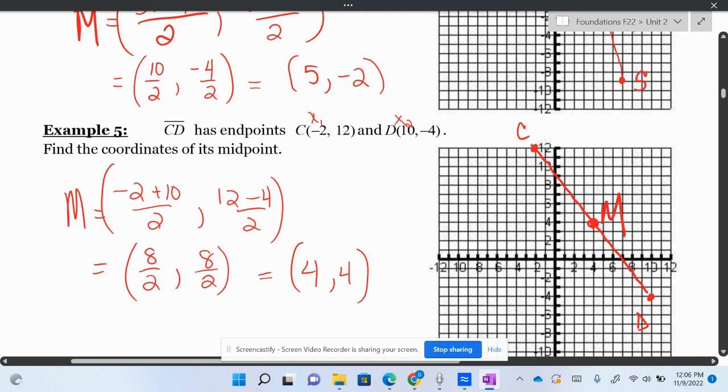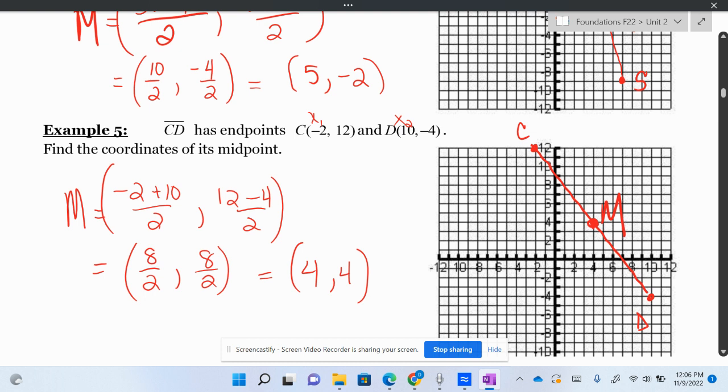So the next two examples, sometimes you're given one point and the midpoint, and you have to find the other point. So instead of being given the two endpoints of the segment, you're going to be given one endpoint and the midpoint, and you have to find the other endpoint. So that's what we're going to do next.